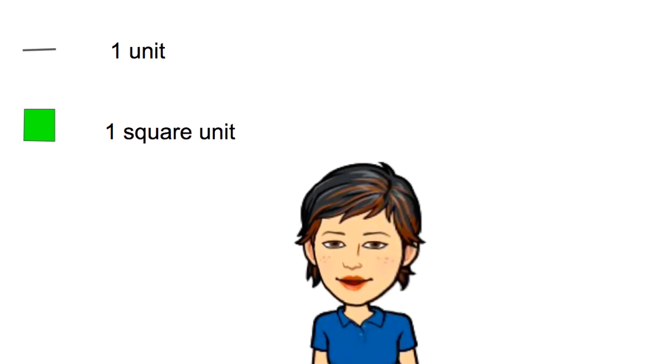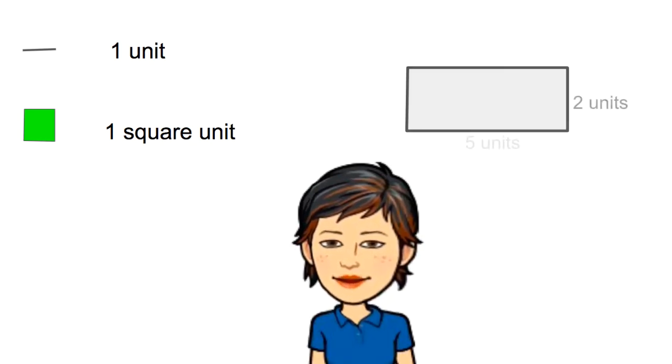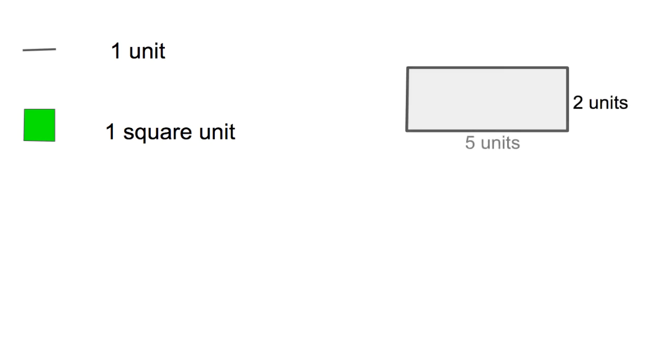I'm going to draw a 5x2 rectangle. I'm going to lay down one square unit tiles inside the rectangle. It is kind of laying down square tiles on the floor. Let's see how many square tiles can fit in there. Ten squares. So the area of the rectangle is 10 square units.